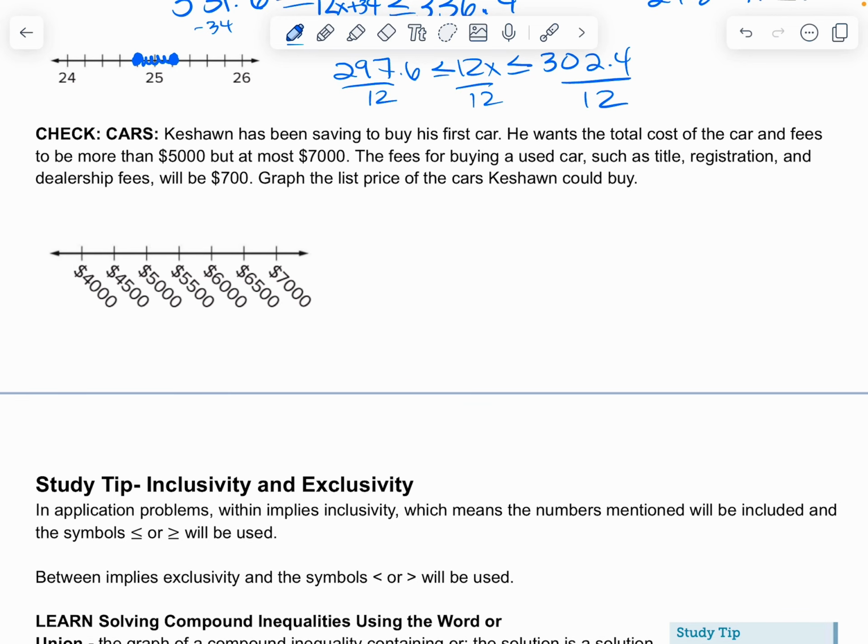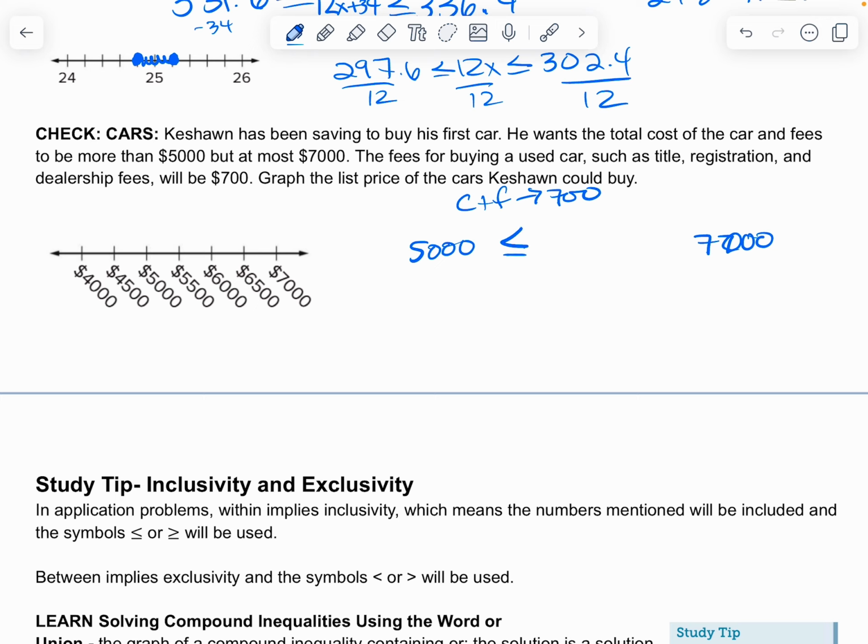Keyshawn has been saving to buy his first car. He wants the total cost of the car and fees, so car plus fees, to be between these numbers. So 5,000 and 7,000. The fees for buying the used car, such as the title and registration, will be $700. So the fees are $700.